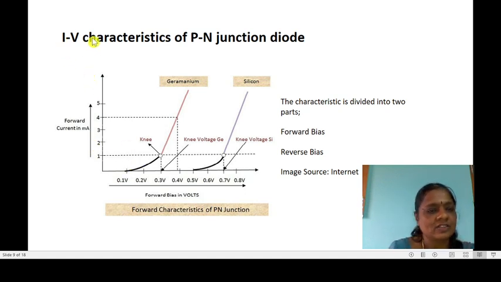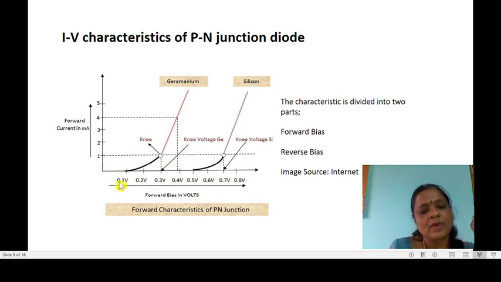So that is why it is called the IV characteristics. Usually voltage is taken across the X variable and current is taken across the Y variable. This is the X axis and this is the Y axis. In the forward bias, germanium has a knee voltage of 0.3 volts.